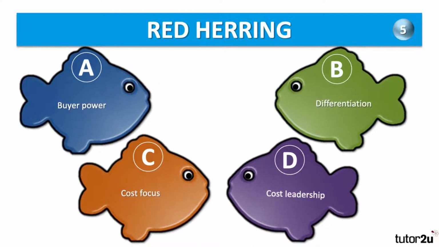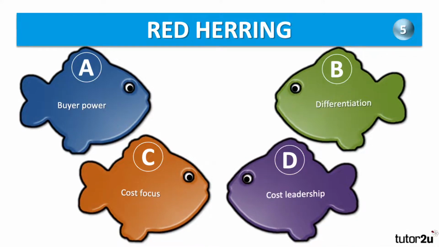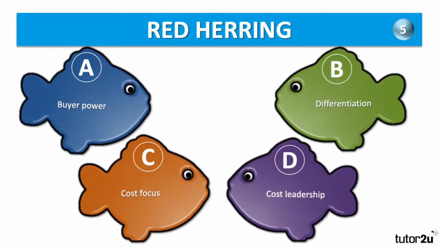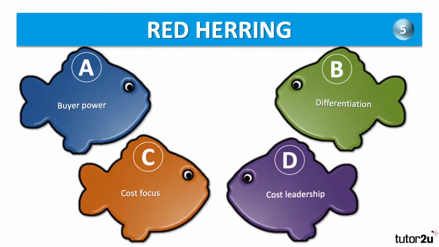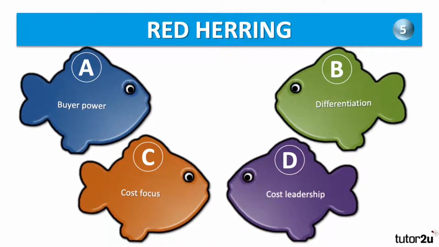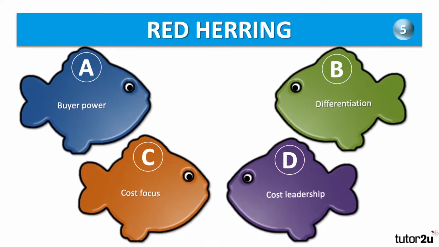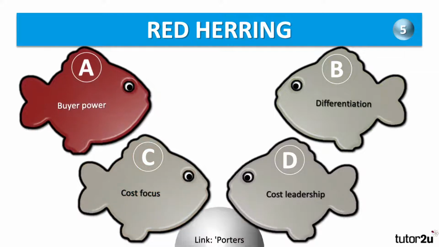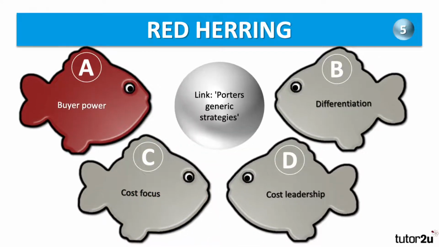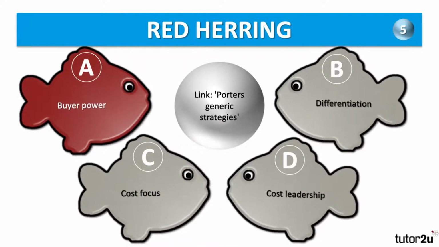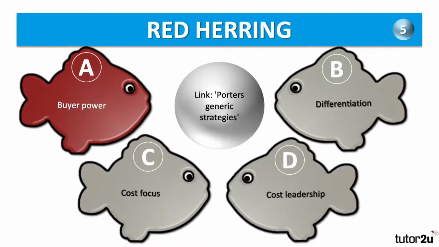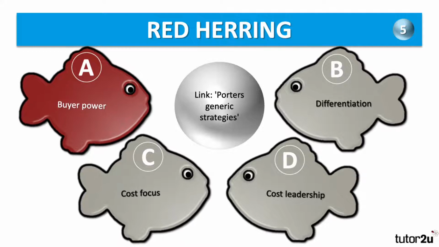So some answers are starting to come through. I think we have a good understanding here of these particular models and theories, and we are right. So C, D, and B, we would link with Porter's generic strategies, where A is the red herring because that is part of Porter's 5 forces. They're easy to mix up, those two, so be precise in your knowledge and understanding.